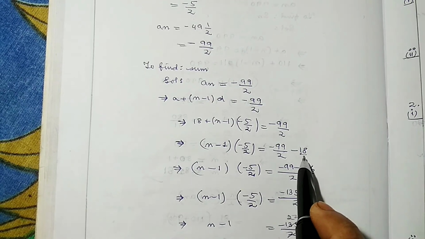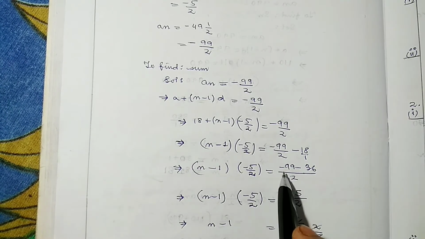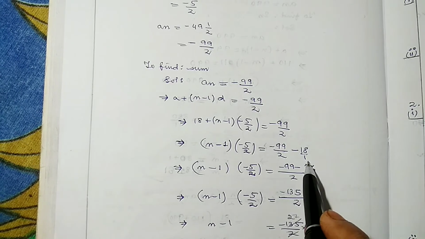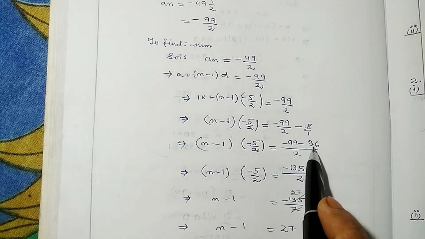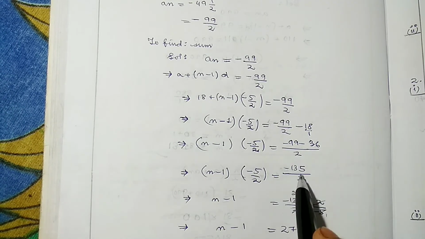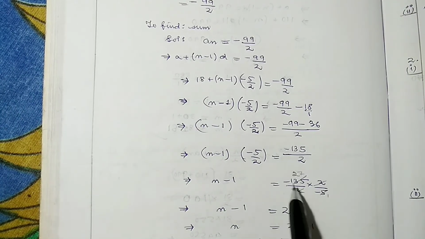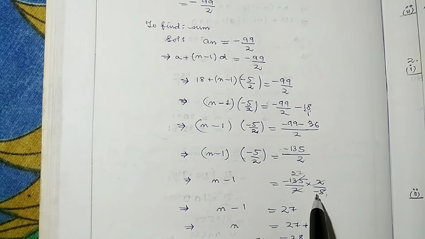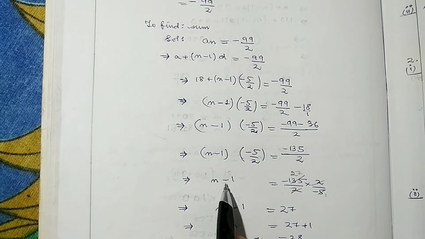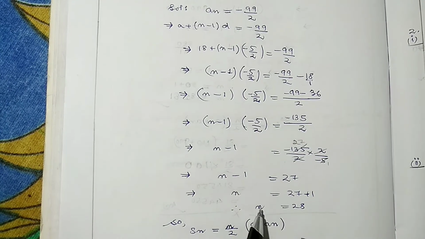Here it is 18 by 1. If I take the LCM, it will be 2. 2 divided by 2, 1. 1 into minus 99, minus 99. Minus 2 divided by 1, 2. 18 to the 36. So n minus 1 minus 5 by 2 will be this plus this. Both are similar sign. So if I add minus 135 by 2. So n minus 1 will be minus 135 by 2, and this minus 5 by 2 becomes 2 by minus 5. These 2 and these 2 cancel. 5 and 135 if I cancel, it will be 27, and this minus minus also cancels. So we are left with n minus 1 is 27. So n will be 27 plus 1, that means n is 28.